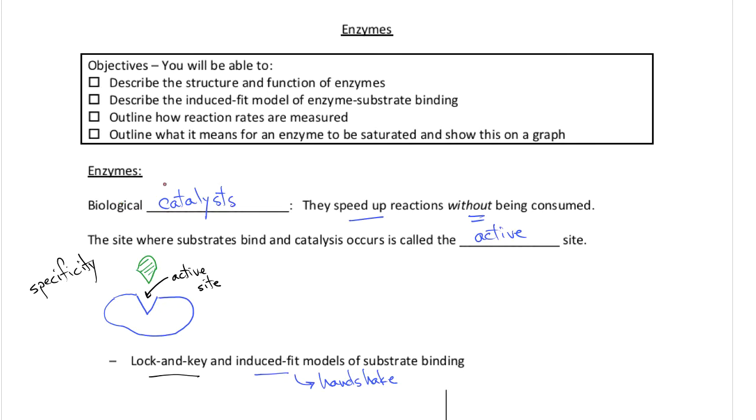Also remember that enzymes are dependent on their three-dimensional shape for their function, and so they can be denatured. Remember, that means that their three-dimensional shape is changed by an alteration in temperature, so very high temperatures, or a change in the pH. And if they're denatured, they lose their shape and therefore their function.